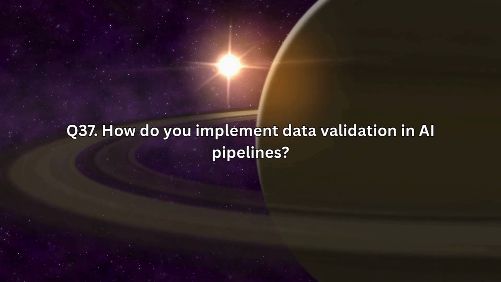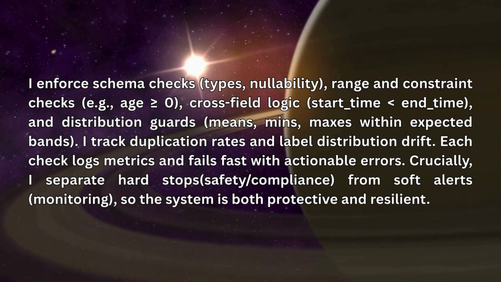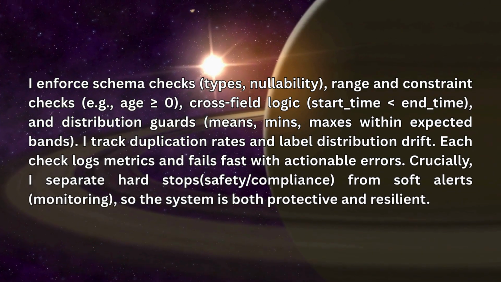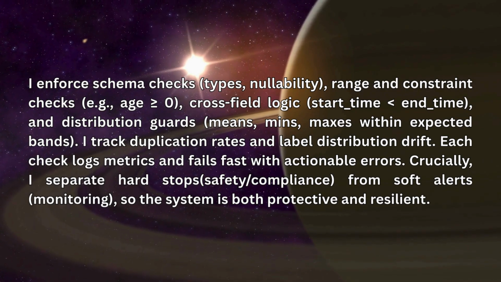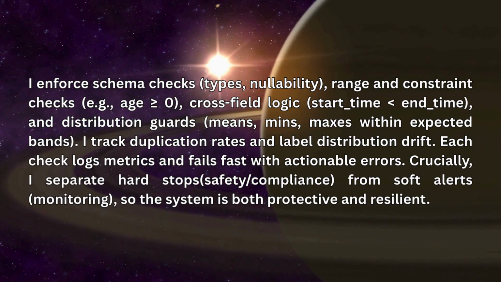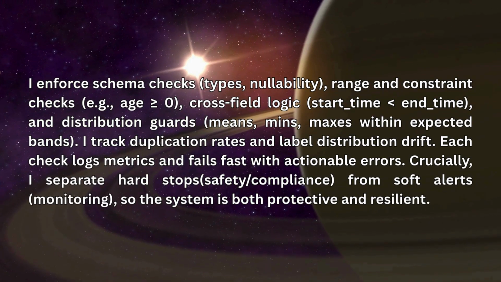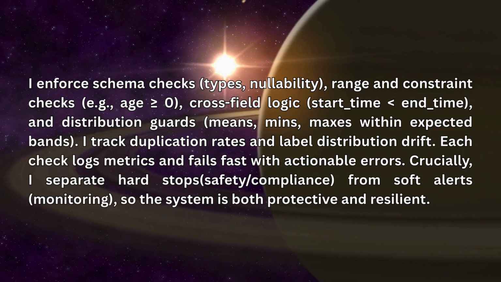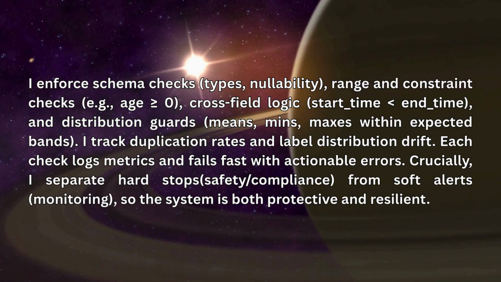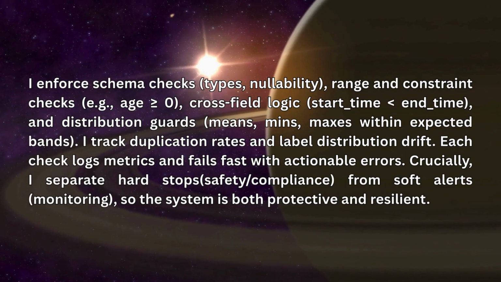How do you implement data validation in AI pipelines? I enforce schema checks, like types, nullability, range and constraint checks, for example age greater than or equal to 0, cross-field logic, start time less than end time, and distribution guards, means, mins, maxes within expected bands. I track duplication rates and label distribution drift. Each check logs metrics and fails fast with actionable errors. Crucially, I separate hard stop safety or compliance from soft alerts monitoring, so the system is both protective and resilient.